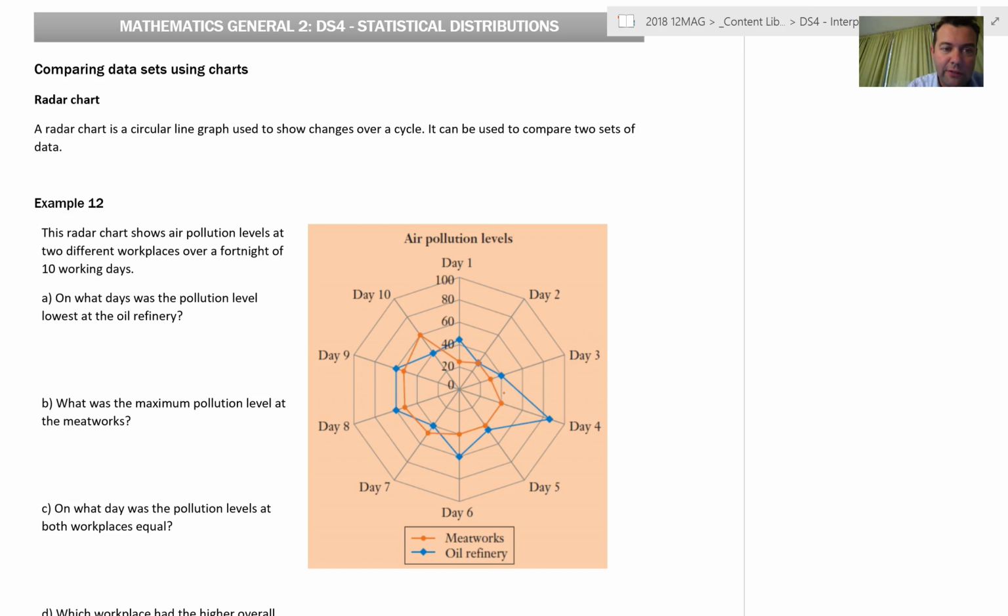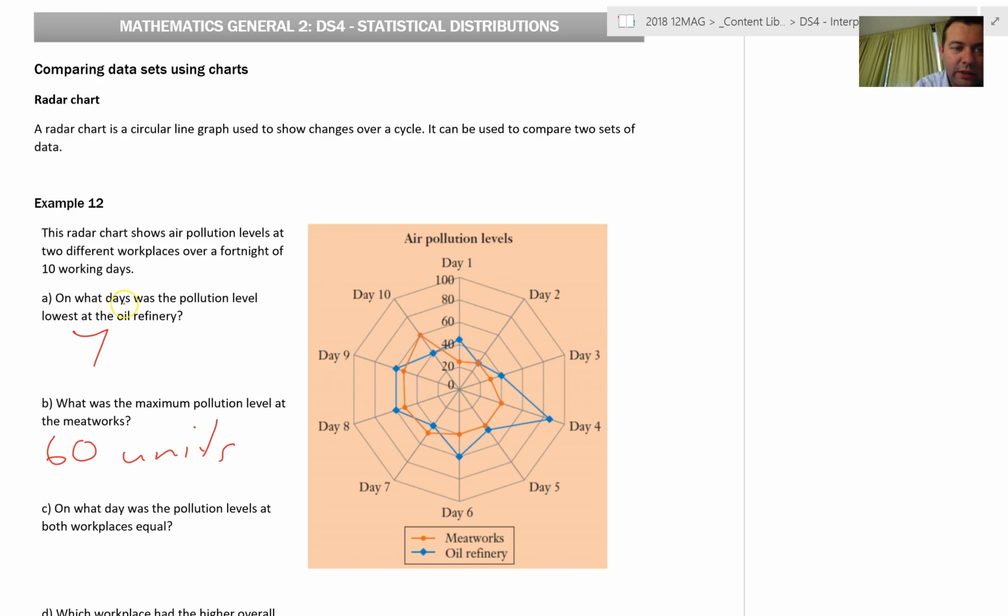On what day is pollution level lowest at the oil refinery? So I'm looking for the blue. When is that the smallest figure? Well, it's about 30 on day 2. What is it? Oh, it's only 20 here on day 7. Maximum pollution at the meatworks, orange. Maximum looks like it's here at the 60 mark on day 10. What was it though? 60 units, whatever that is.